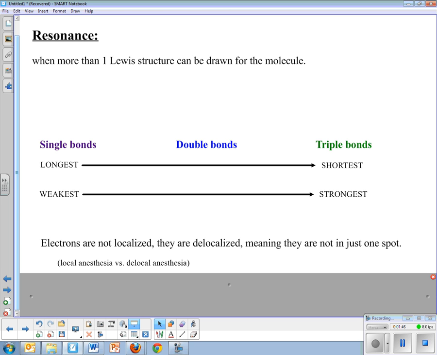So these electrons actually are moving around. They're not in just one spot in one bond between two atoms. They're actually spread amongst all of them, amongst the whole molecule.